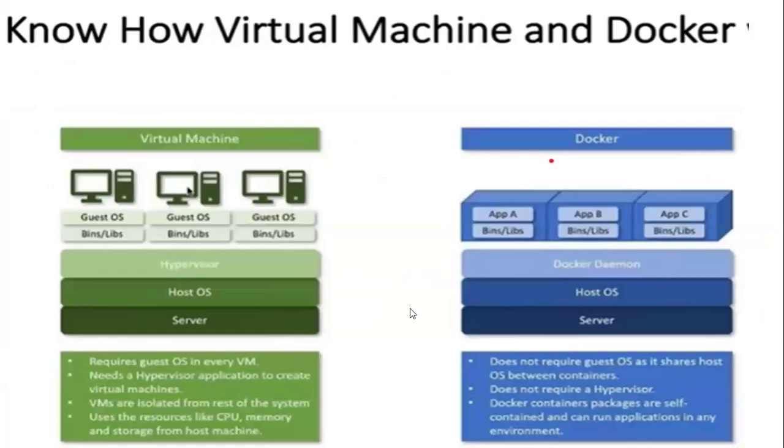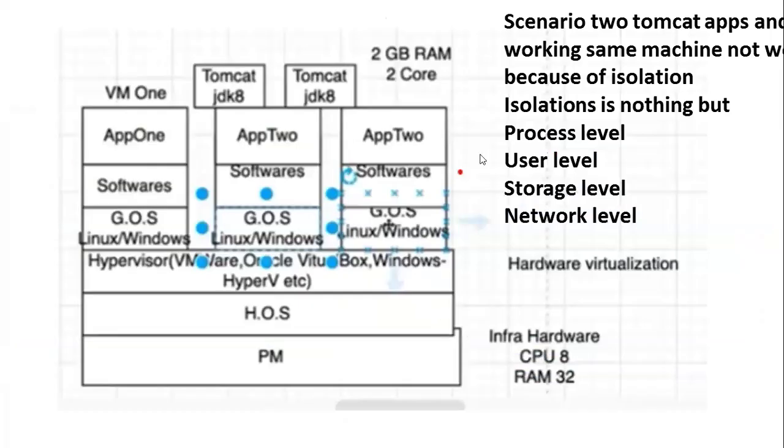See, what is the main difference? I will take one scenario. In this scenario, I'm going to install two Tomcat applications, guys. Here is Tomcat 9, here is Tomcat 10, like that I'm going to install. You can take one scenario like that.